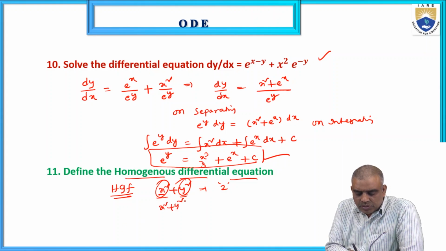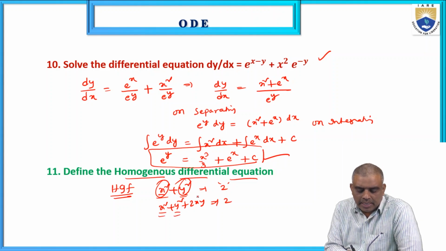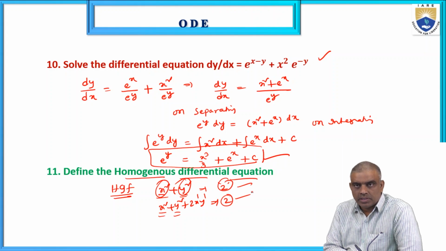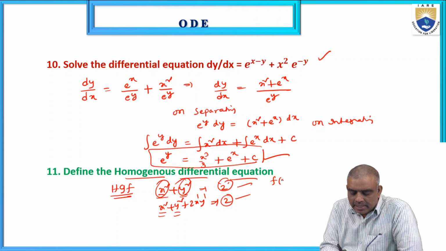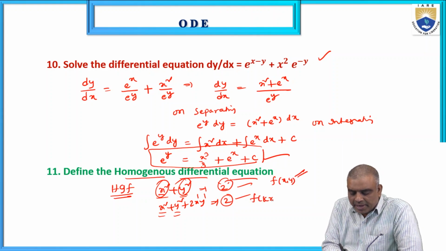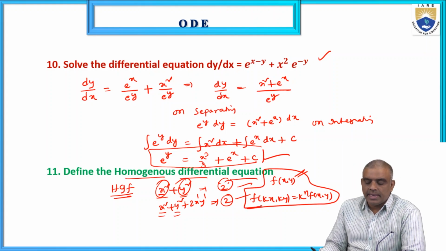Similarly, x square plus y square plus 2xy is also a homogeneous function of degree 2. First term degree 2, second term degree 2, third term 2x power 1, y power 1, 1 plus 1, degree 2. So it is also a homogeneous function. In definition, f of xy is said to be a homogeneous function if f of kx comma ky is equal to k power n into f of xy.